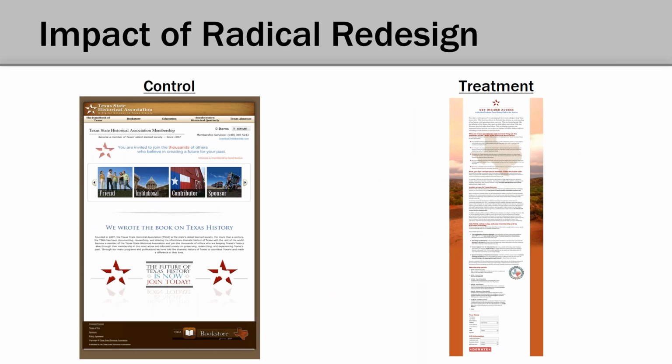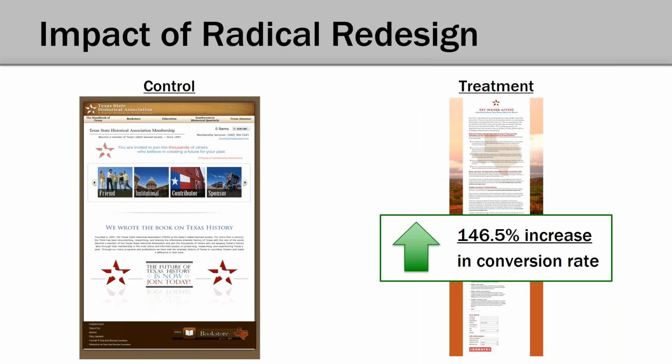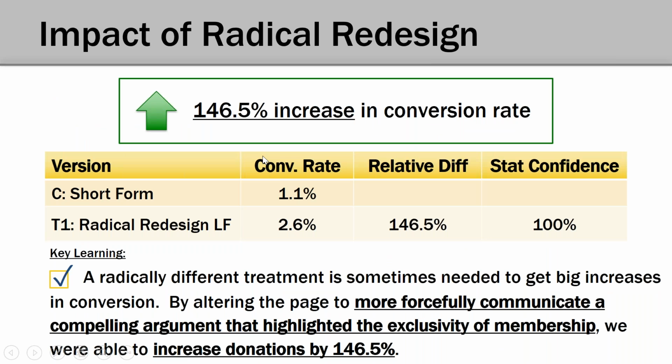So you can see the control on the left-hand side of the page, and the treatment, which was a radical redesign, on the right-hand side of the page. And in the A/B split test, the treatment produced a 146.5% increase in conversion rates. So again, sometimes you need to do a radical redesign. You need to completely blow up your page and start over with a completely different hypothesis and test that versus your control. And what we've found in many cases is that when you take more radical redesigns, you have greater potential for significant differences in conversion.